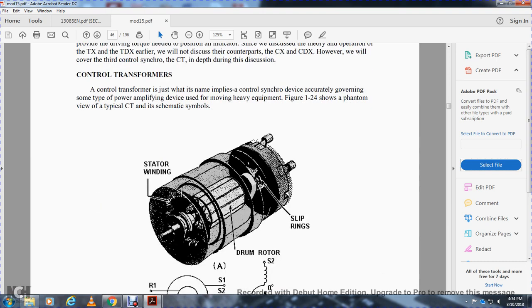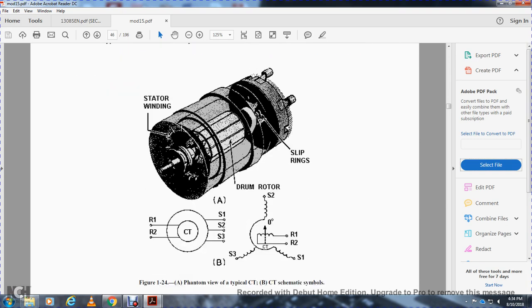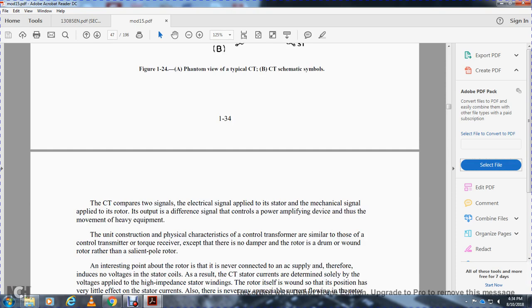The figure shows the stator winding, the drum rotor, and the slip rings: rotor 1, rotor 2, stator 1, stator 2, and stator 3 on the outside circle. Rotor 1 and rotor 2 are at the 0 degree adjustment, pointing at stator 2 at 0 degrees.